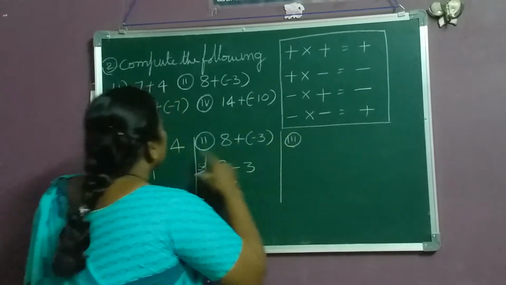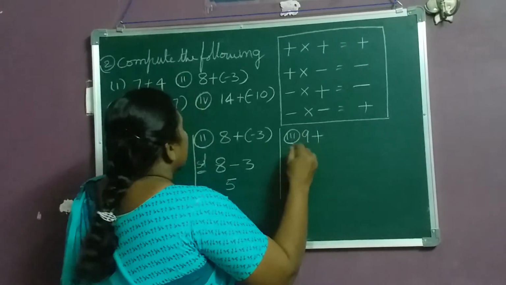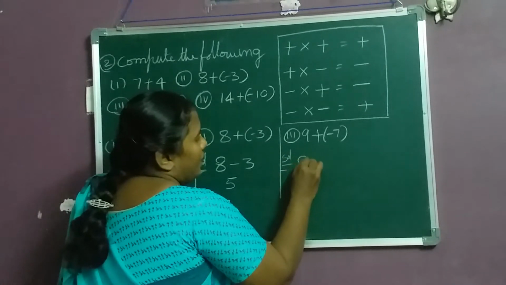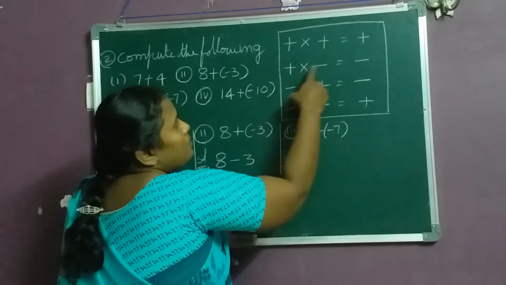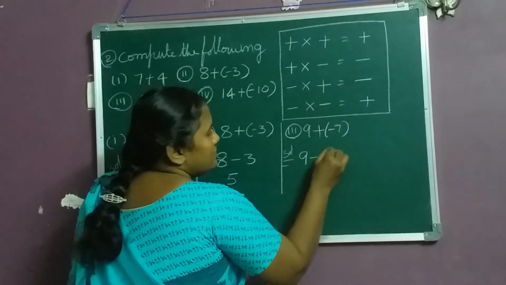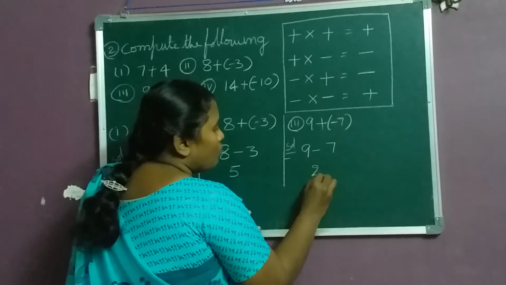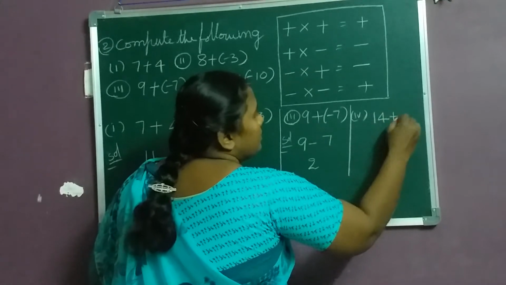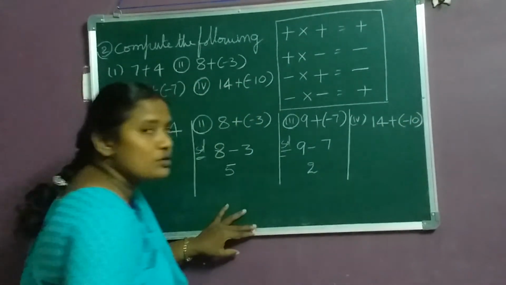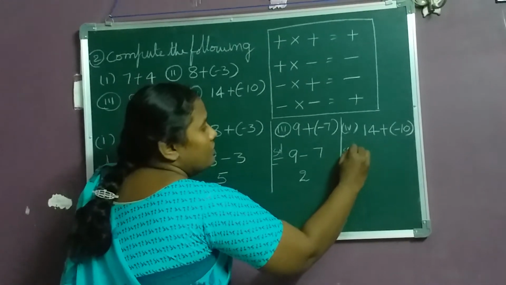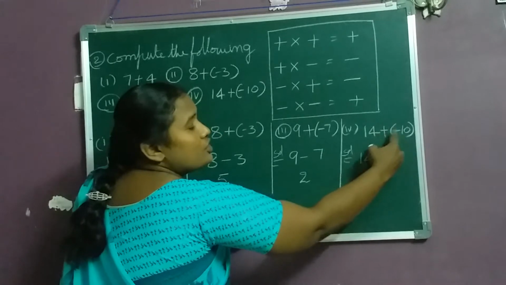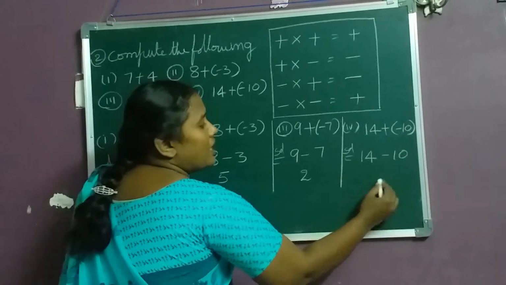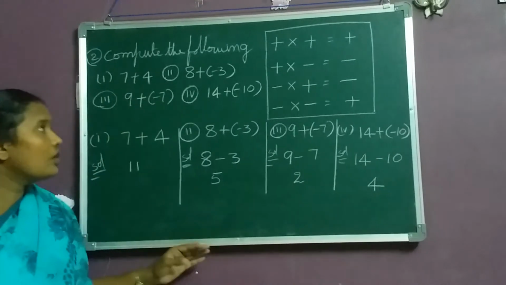Third question. 9 plus minus 7. Solution. 9 plus into minus, minus. Minus 7. 9 minus 7, 2. Next. Fourth question. 14 plus minus 10. Solution. 14 plus into minus, minus 10. 14 minus 10, 4. Okay.